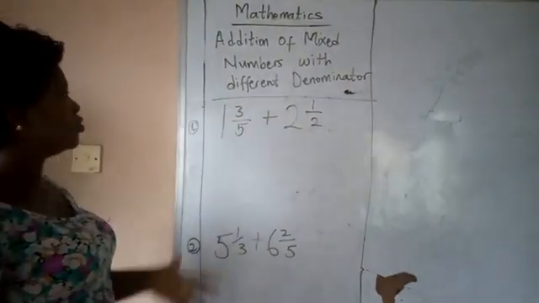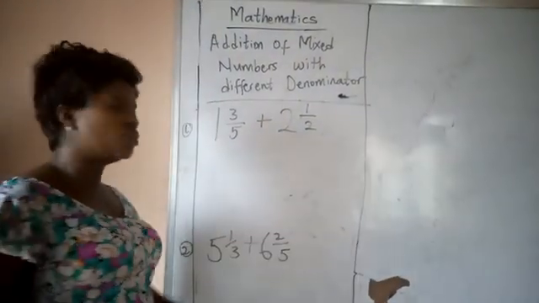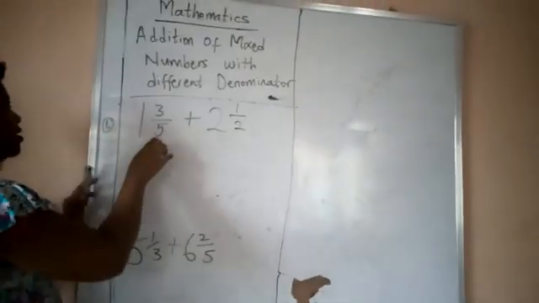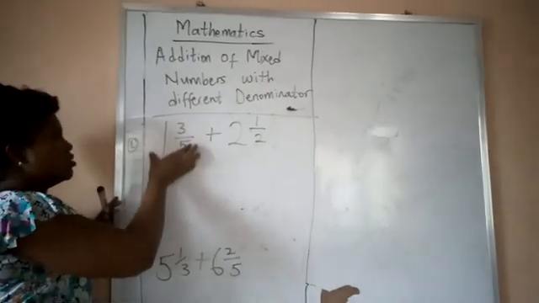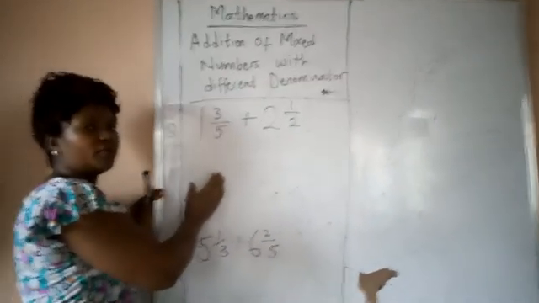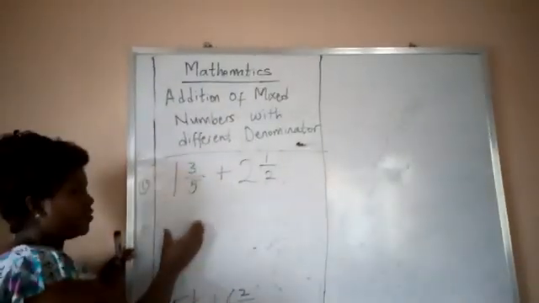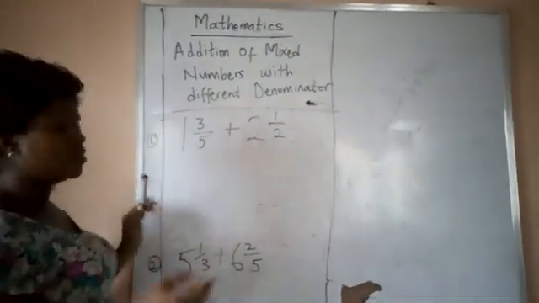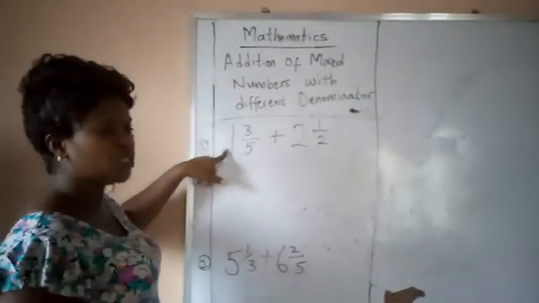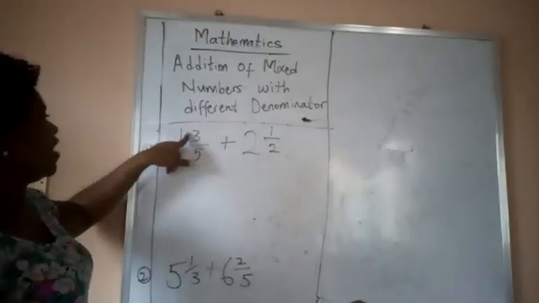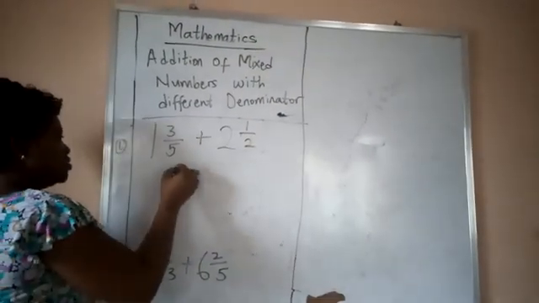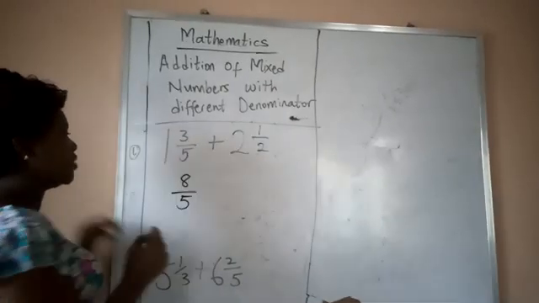Now what do we do? How do we add these mixed fractions together? What we'll do is this. We'll first try to change this mixed fraction to an improper fraction, and then we start solving. So here you say 5 times 1 is what? 5. 5 plus 3 is 8. So you say 8/5.